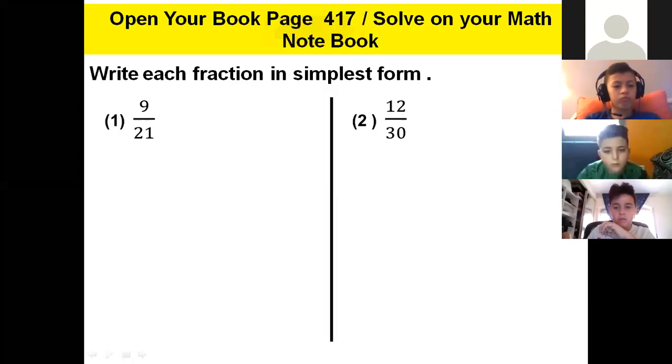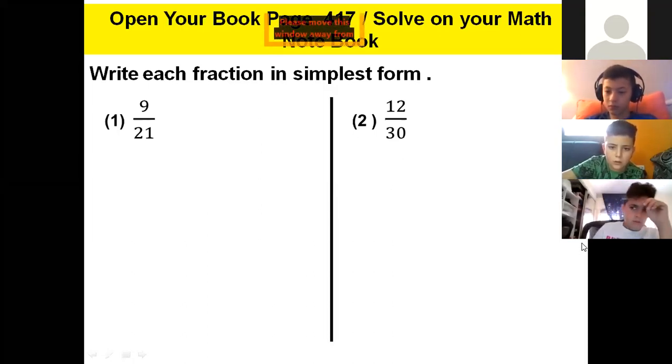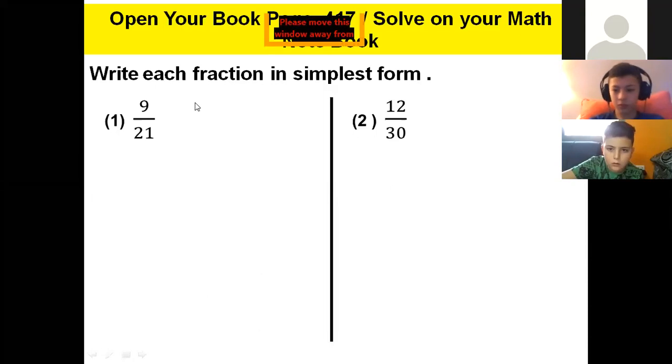So there is Amir. Yes, Amir Salim. Yes, teacher. Yes, Amir. Can you tell me how do we write 9 over 21 in simplest form?